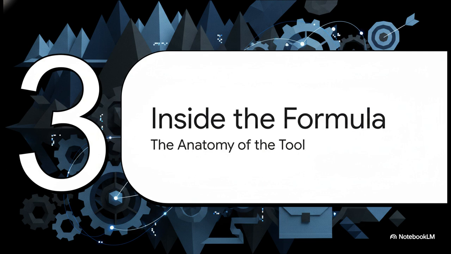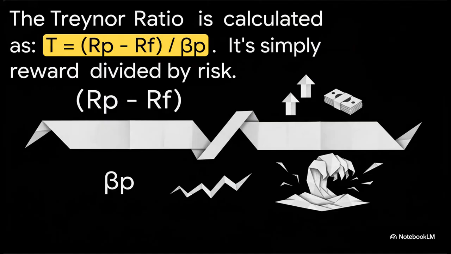Okay, let's pop the hood and take a look at the engine inside. And here it is. I know it might look a little mathy, but trust me, the idea behind it is incredibly simple. The top part of the fraction, that's your reward. The bottom part, that's the risk. Let's look at each piece.